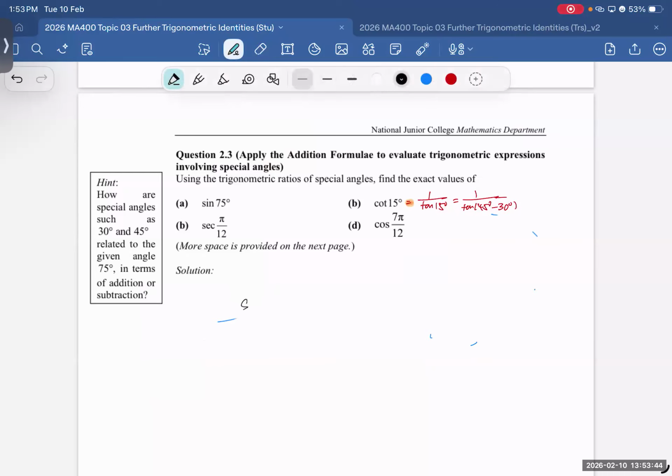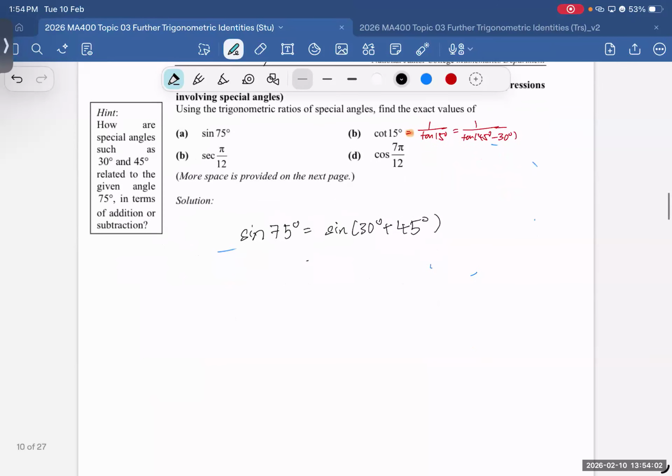2.3, first one, sine 75. Now when you look at special angles, there are only 3: 30, 45, 60. Okay? So sine 75, think of it as sine of 30 plus 45. Think of it as sine A cos B plus cos A sine B.